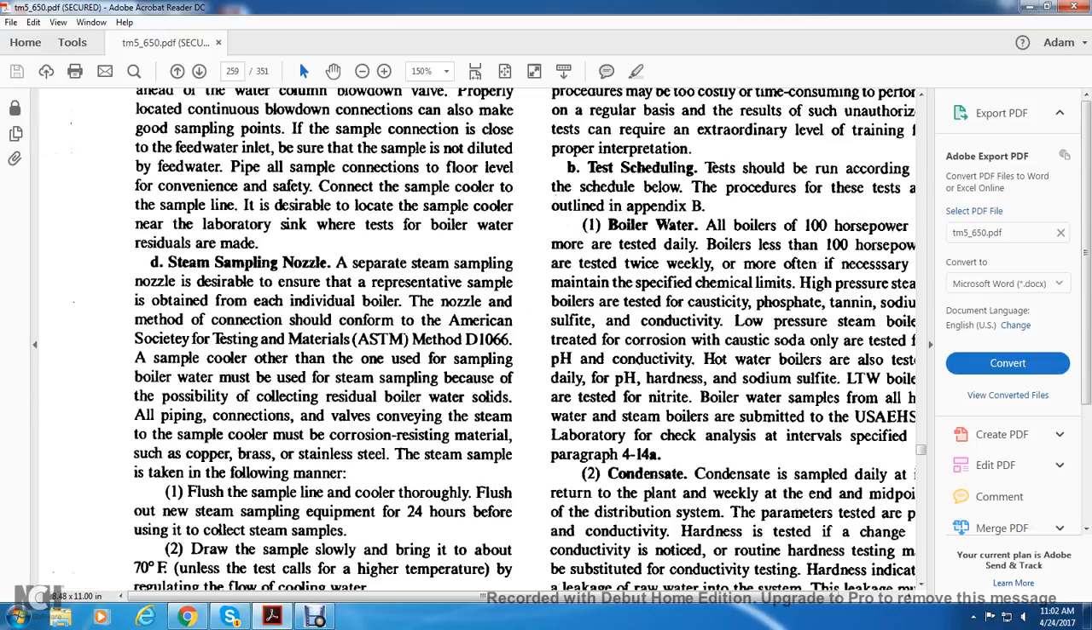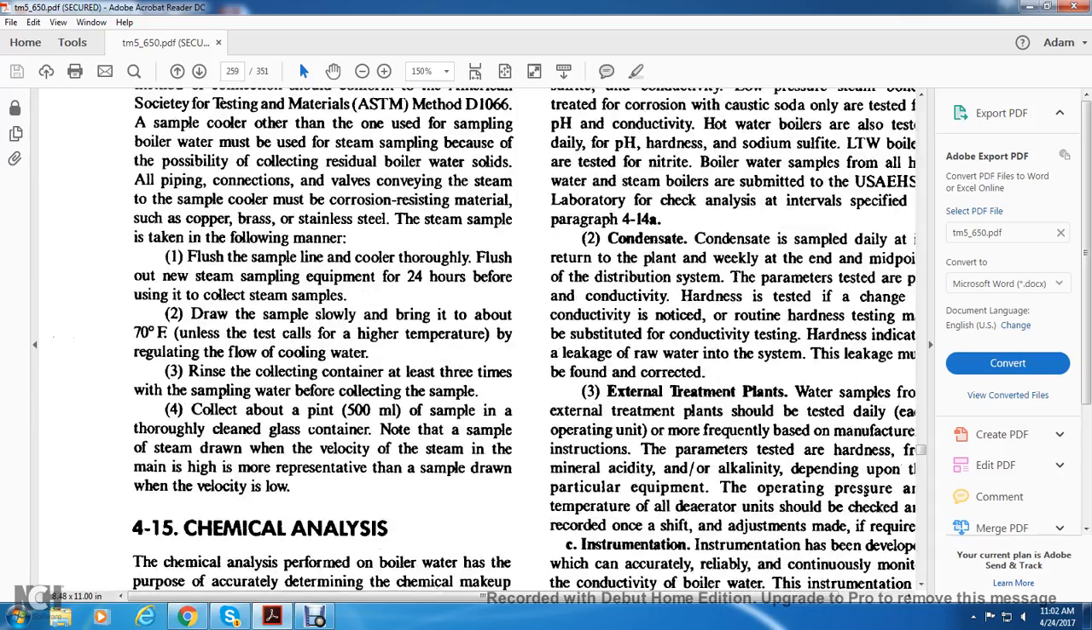and the piping, connections, and valves conveying the steam to the sample cooler may be corrosion resisting materials such as brass, copper, or stainless steel. The steam sample should be taken in the following manner. 1. Flush the sample line and cooler, and flush the new sampling equipment within 24 hours before use in collecting steam samples.